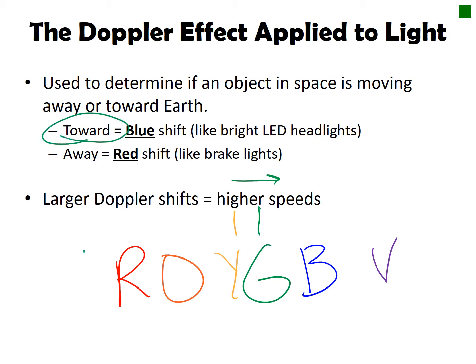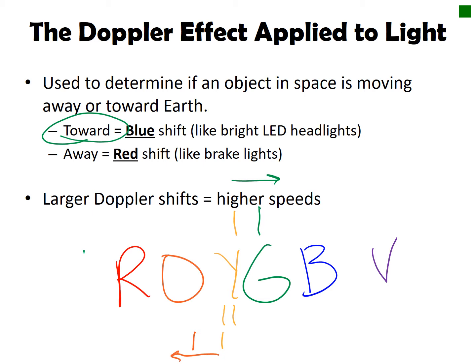If we notice that it is a red shift, so I'll delete this part. Let's pretend this was it before, and now it's shifting more towards the red. So we've got one, let's say here, and maybe an orange. It's shifting more towards the red. That would mean that thing is going away from us.